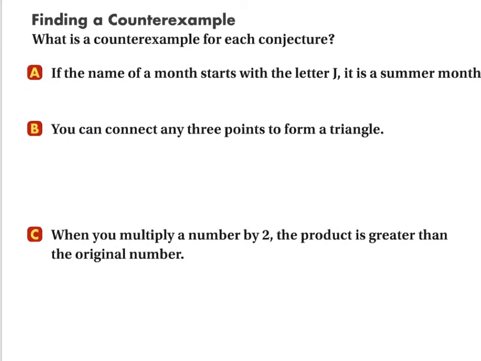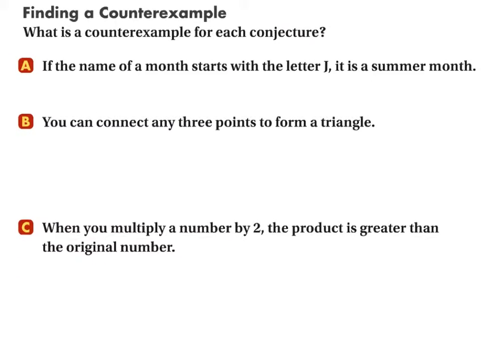So, what is a counterexample for each conjecture? They are saying, if the name of the month starts with the letter J, it is a summer month. Well, sure, June is in the summer and July is in the summer. What about January?